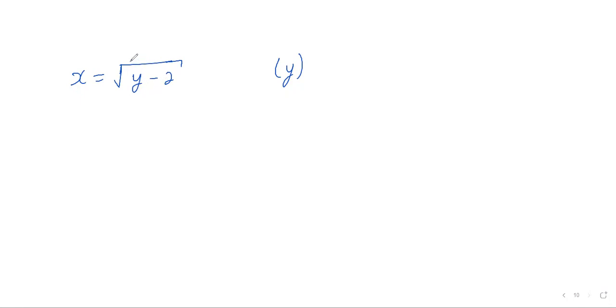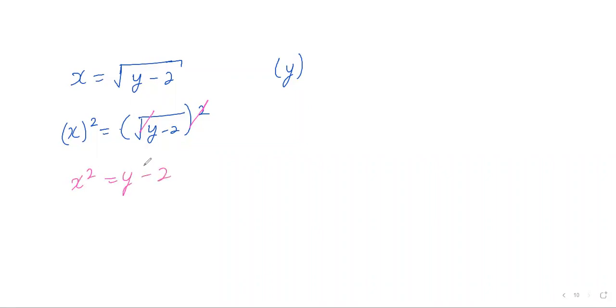Now I need to get rid of the square root. What's the opposite of square root? Square. So for me to do that, I'm going to square both sides. I'm going to write x squared is equal to, open brackets, y minus 2, squared. When I square both sides, it's like a balancing method. Why? Because when I square both sides, this square cancels the square root. That means I'm left with x squared is equal to y minus 2.